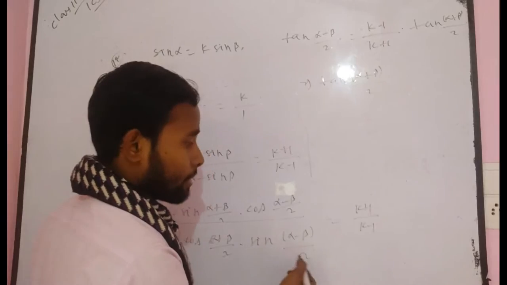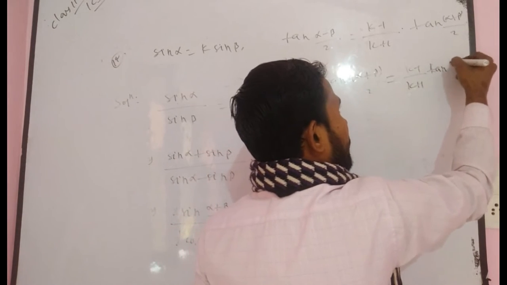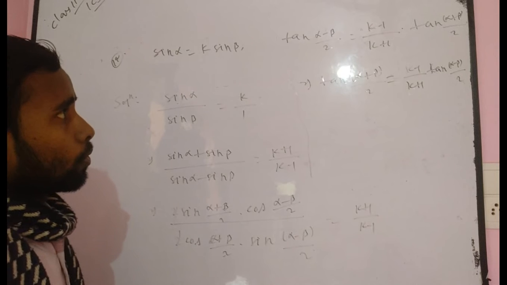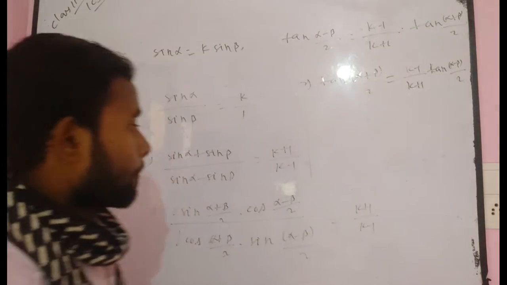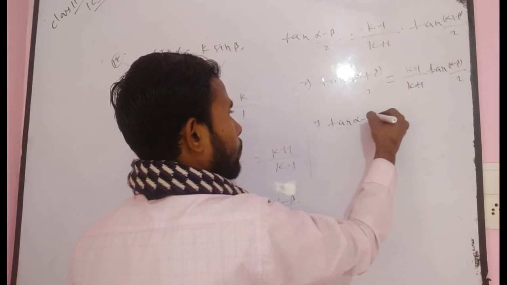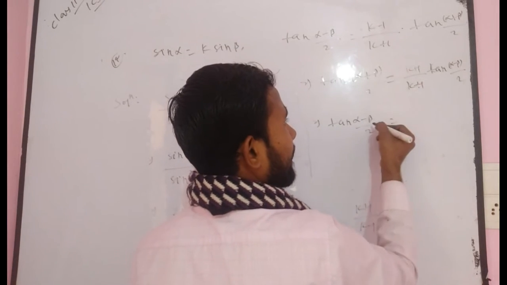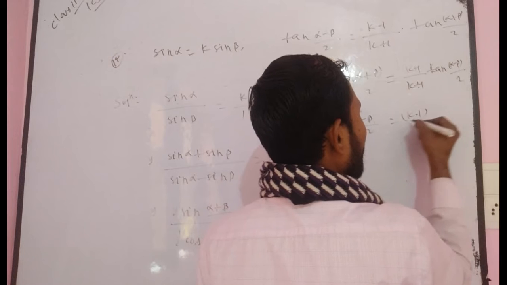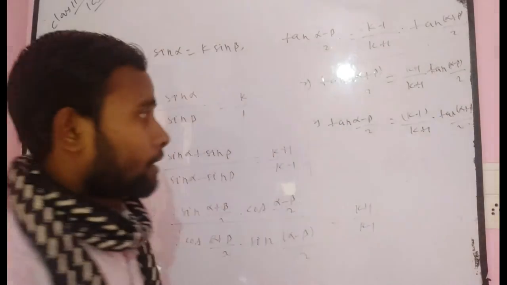If you take the denominator, you get sin (alpha minus beta) by 2 divided by cos (alpha minus beta) by 2, that will be tan (alpha minus beta) by 2, and if you multiply the LHS, then you get (k minus 1) times (k plus 1) into tan (alpha minus beta) by 2. Here it is plus and here it is minus. If you cross multiply, then you get tan (alpha minus beta) by 2 is equal to, k minus 1 comes in the numerator and k plus 1 comes in the denominator. So you can write (k minus 1) divided by (k plus 1) into tan (alpha plus beta) by 2. That is what we wanted.